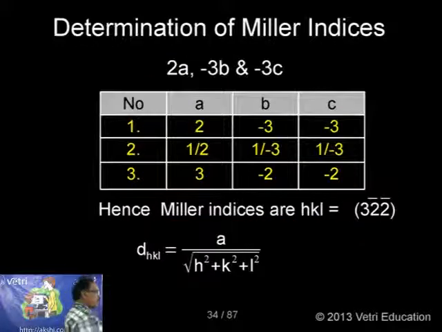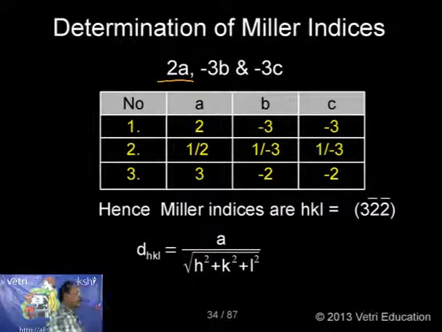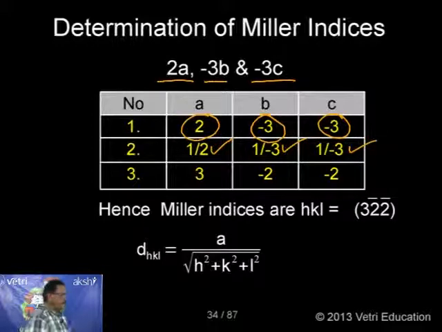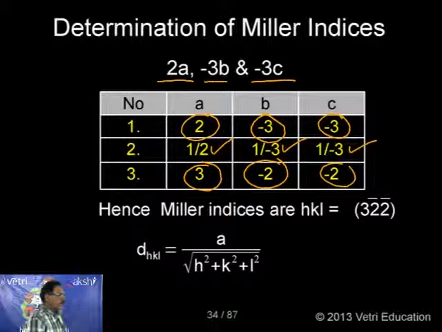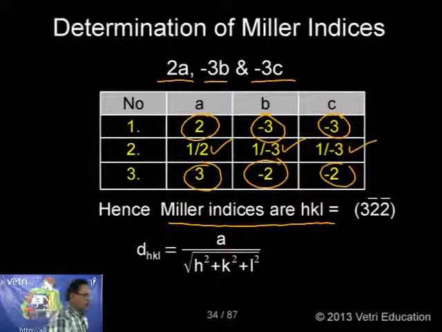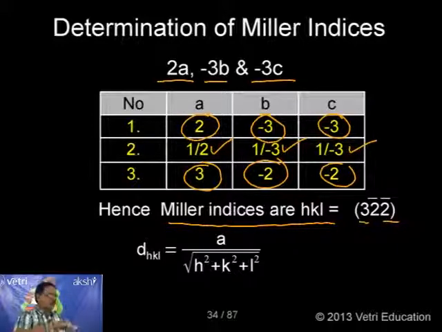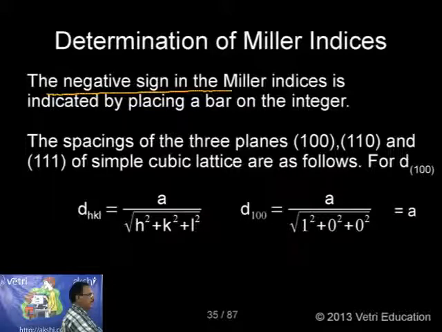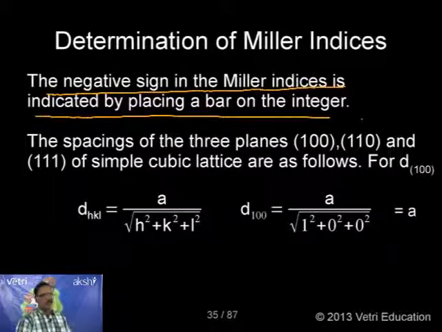The third example: 2A along the OX axis, minus 3B along the OY axis, and minus 3C along the OZ axis. That means under A, 2; under B, minus 3; under C, minus 3 again. Then we take the inverse: 1 by 2, 1 by minus 3, 1 by minus 3. Taking the common factor, it is 3, minus 2, minus 2. In this case, the Miller indices hkl are within brackets 3, 2 bar, 2 bar. If it is a negative value, then a bar is indicated over the number. The negative sign in the Miller indices is indicated by placing a bar over the integer, as I have just shown.